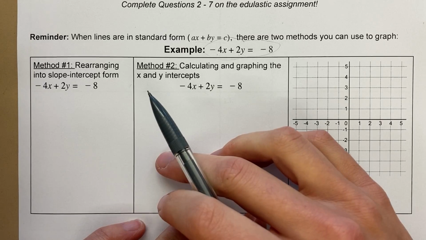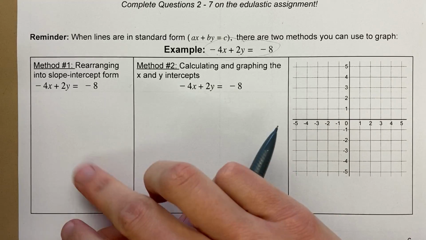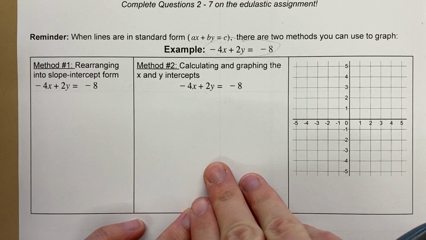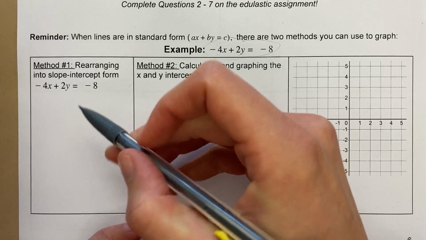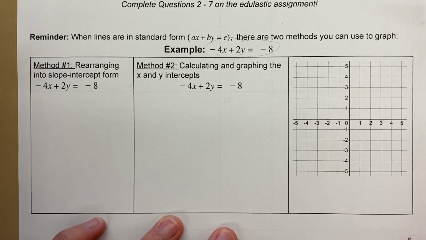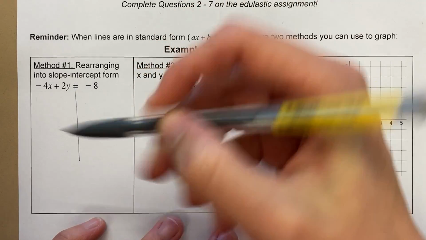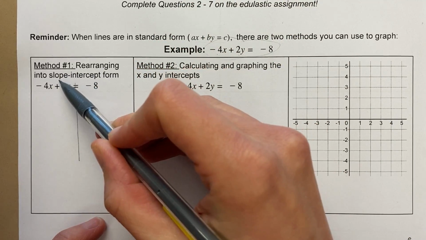I'm just going to review the two methods, and then you get to decide, oh, I really like this one, it's faster for me, or I really like this one, it's faster and easier for me. Either way is fine. You're going to see that they're both going to result in the same graph, so you just get to choose. But the first method is that you're going to rearrange into slope-intercept form.